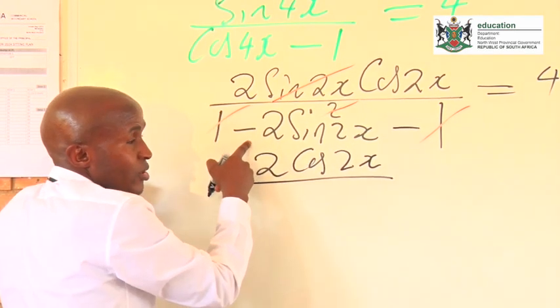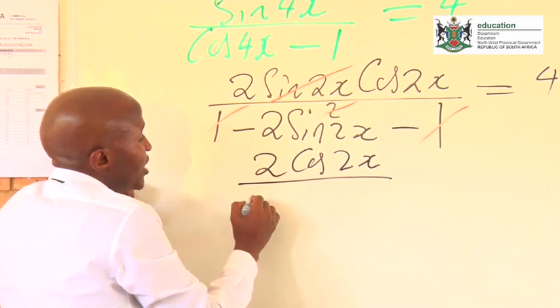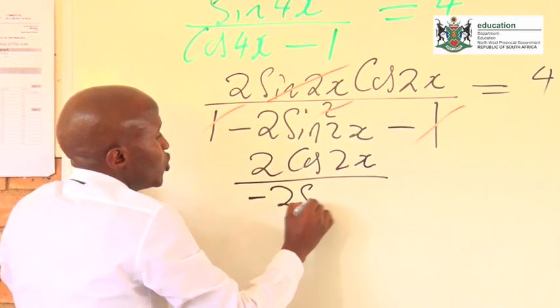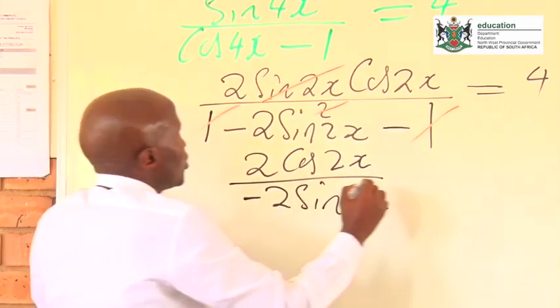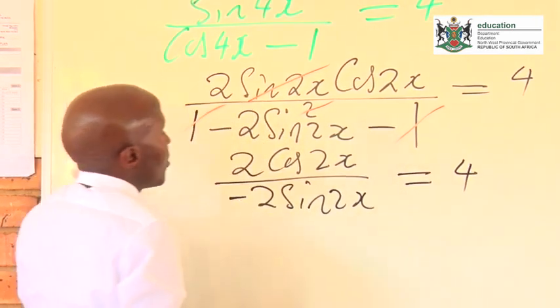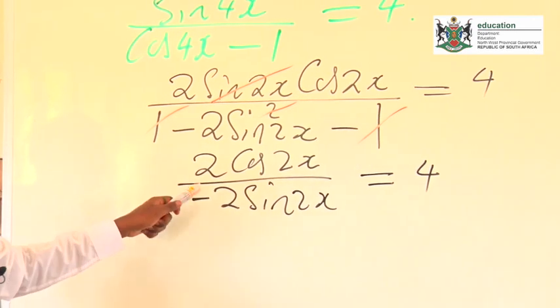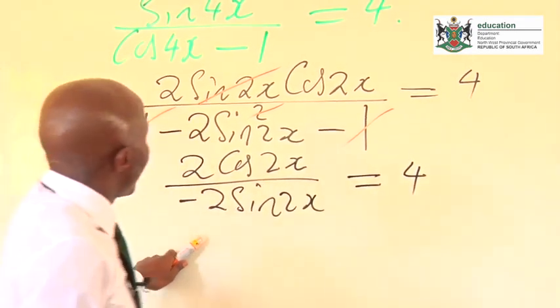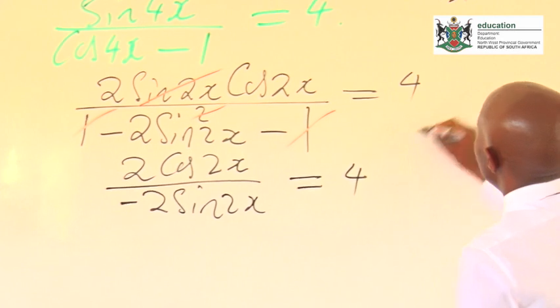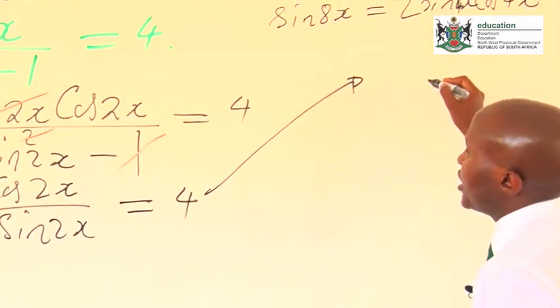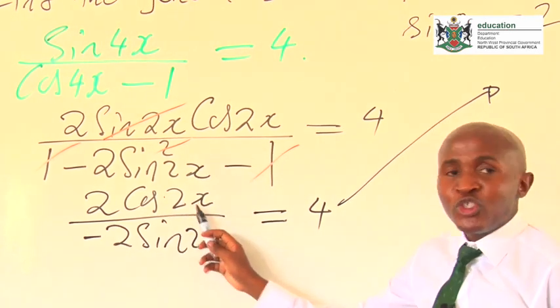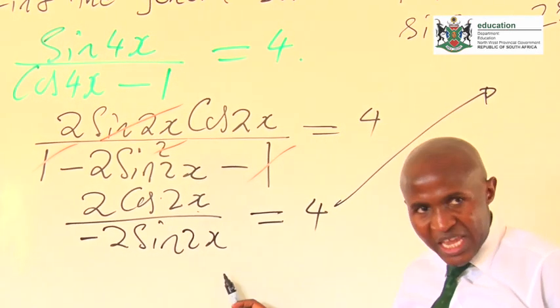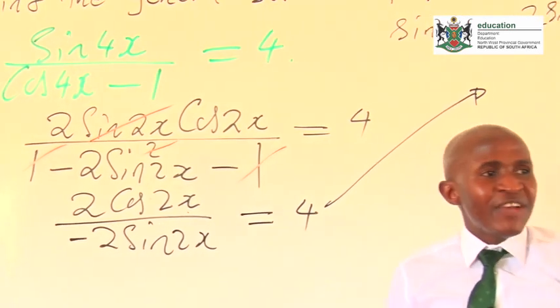Negative. Be careful in the exam. Negative 2 sine 2x. As I said, your algebra must be good here. Equal to 4. So now 2 divided by negative 2 will result in negative 1. So I have cos over sine. And fortunately, the angles are the same. But we do not have an identity for cos over sine.